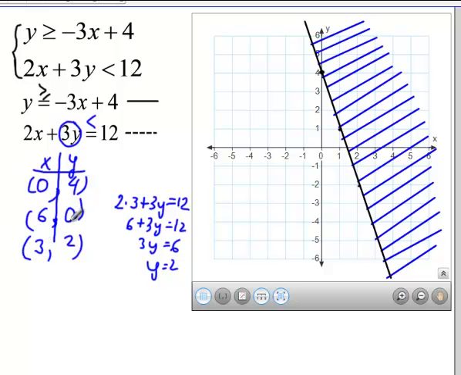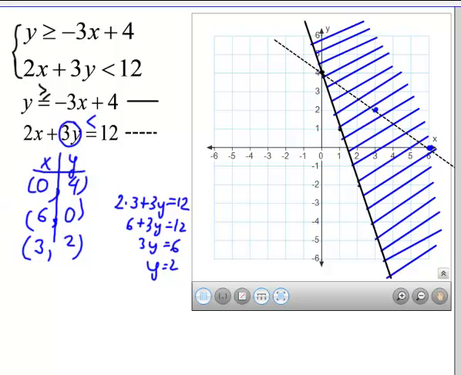Now let's graph those points. So 0 and 4 is right here. 6 and 0 is right here. And 3 and 2 over there. And we are ready to create the line. So here is my line. I do know it's supposed to be the dashed line, so it's a dashed line. My line doesn't want to move, but we will do it eventually. Now it fits perfectly.